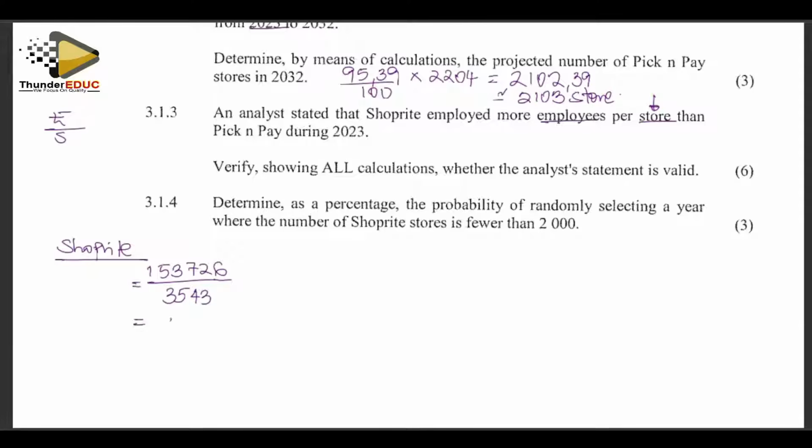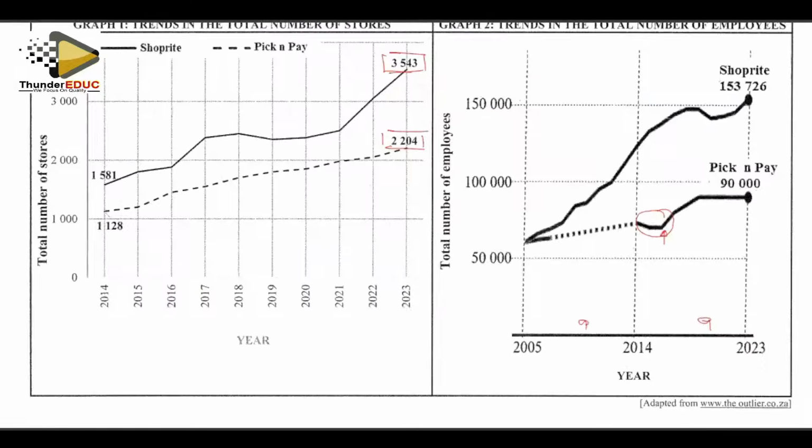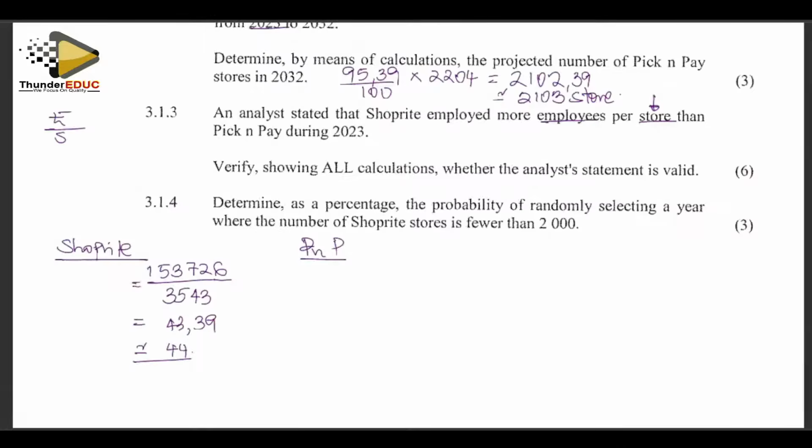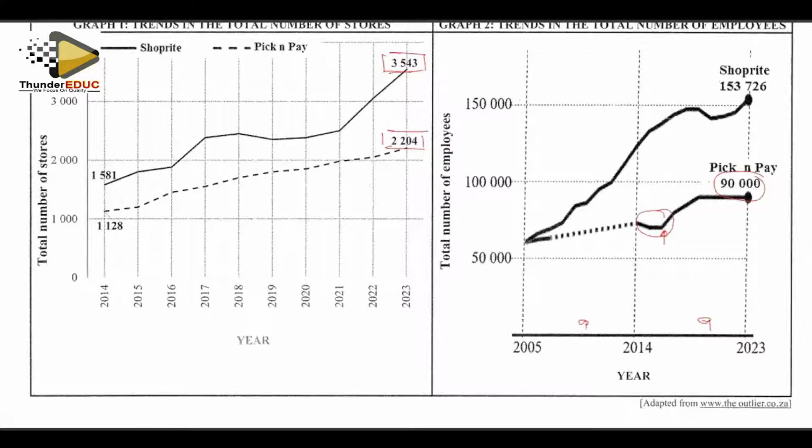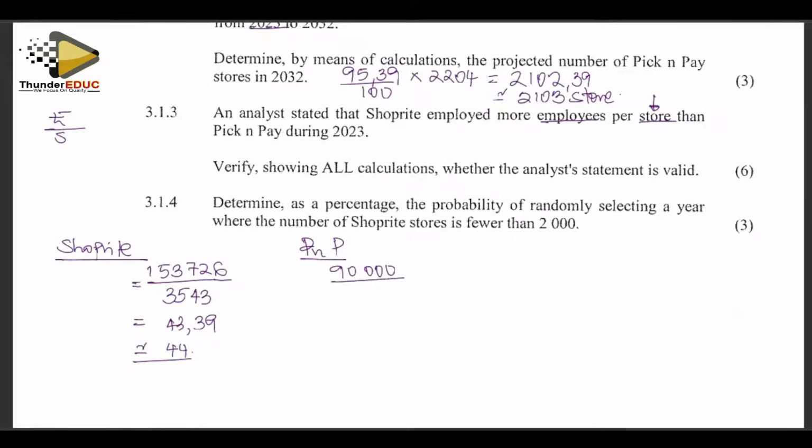So since these are human beings, because the answer becomes this much, which is approximately 44. All right. Then Pick and Pay. We shall come here. Look, Pick and Pay. How many people were there? They were 90,000. So 90,000 divided by the number of stores. The number of stores were 2,204.